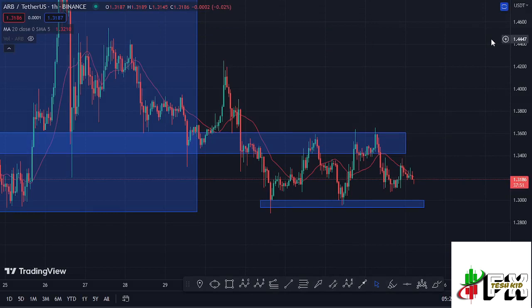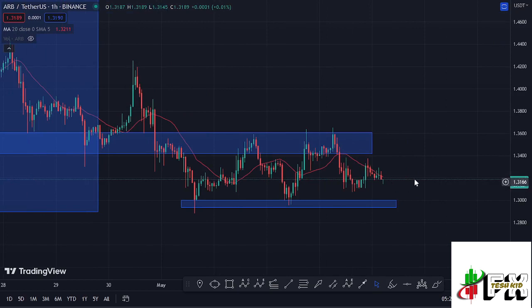Welcome back to TechKidFX for another Arbitrum ticker symbol ARB price prediction update, which at the time of this recording is holding below the 20-day MA here on the 1-hour chart. We are also holding above a key area of support at around the $1.29 mark. And yesterday we tried to break through a key area of resistance at around the $1.35 mark, where you can see that breakout to the upper side was not a success, and we have managed to get rejected, and we are seeing a bit of a pullback to the lower side.